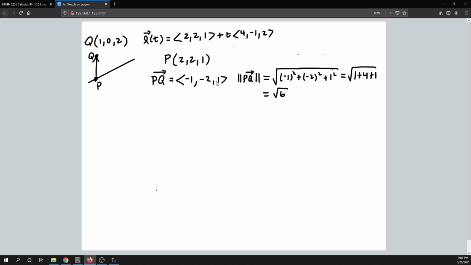Okay. So we have this vector from P to Q. And so now what we need to do is to cross it with the direction vector. The direction vector, right, is just this vector here that's with the t. So that's 4, negative 1, 2. Okay, and so let's go ahead and work that out, the cross product. So we have I, J, K. All right, and the vector from P to Q is minus 1, minus 2, 1. And the direction vector is 4, negative 1, 2.